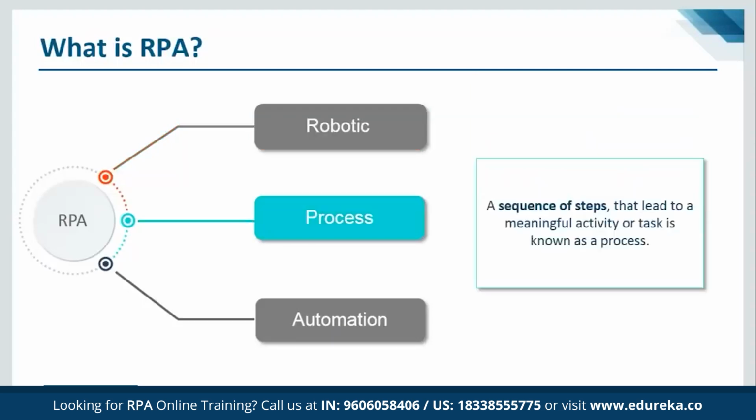Then comes process. A process is a sequence of steps which lead to a meaningful activity. For example, you make tea, right? To make tea, the first step would be to pour some water, let it boil, then put in some tea leaves, let it boil, and then pour some milk in it, right? Your tea is ready. So you did 3 steps, and with the help of these 3 steps, your tea is ready, right? So this becomes the process of making tea.